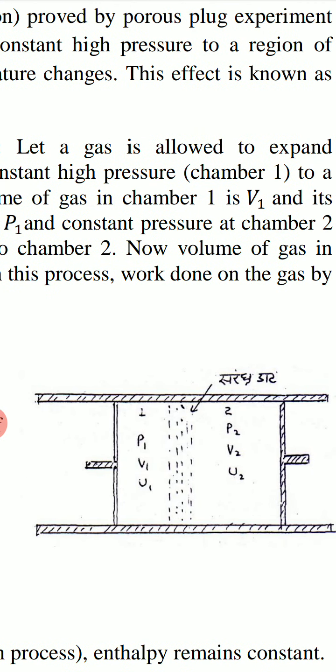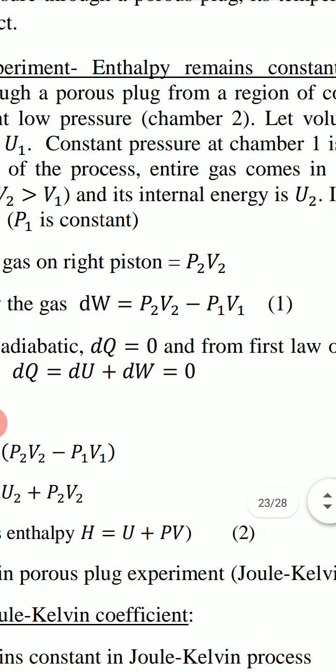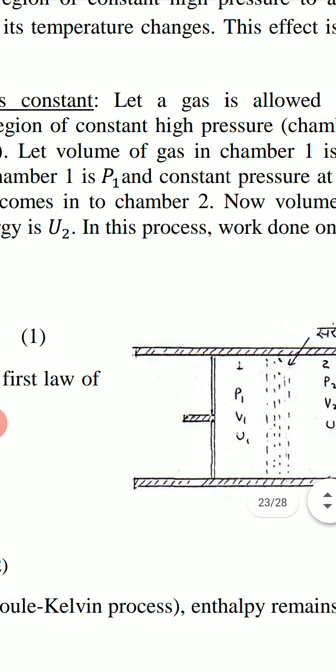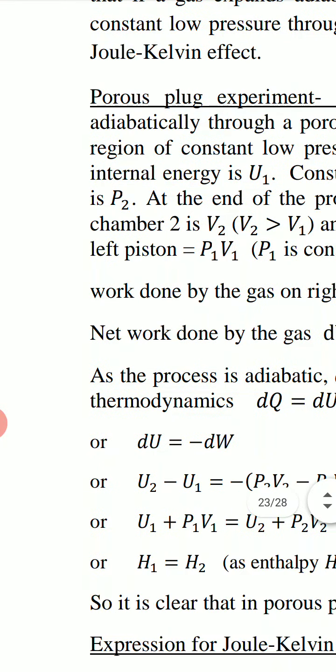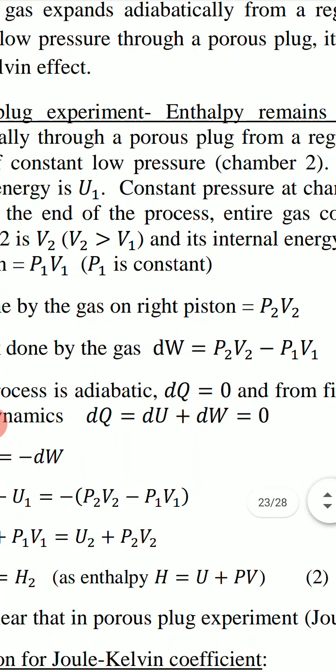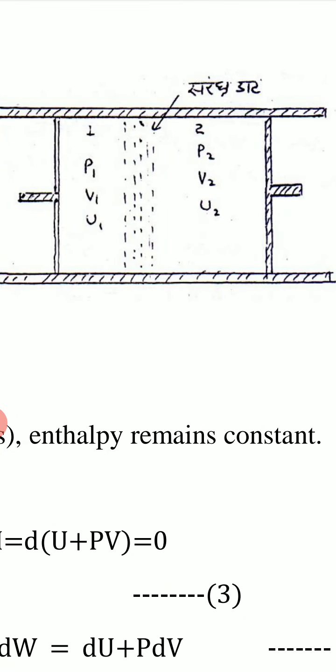Let a gas be allowed to expand adiabatically through a porous plug from a region of constant high pressure to a region of constant low pressure. Chamber 1 is the region of constant high pressure and that pressure we write as P1. Chamber 2 is the region of constant low pressure and we write this pressure as P2.